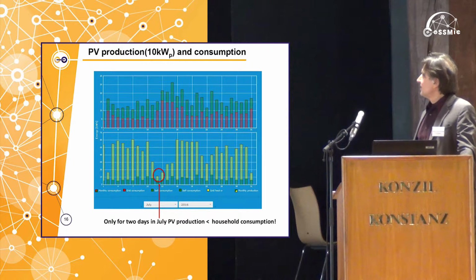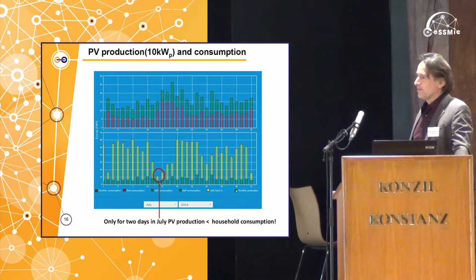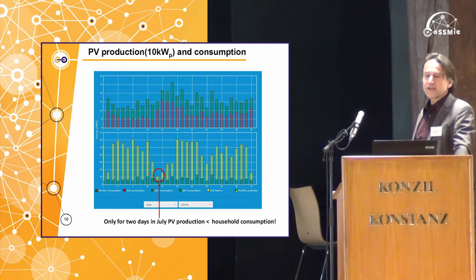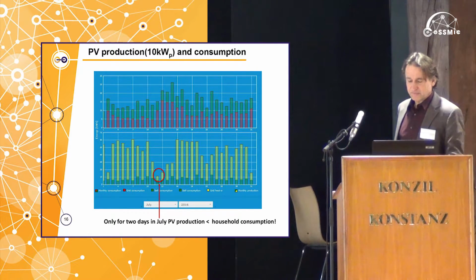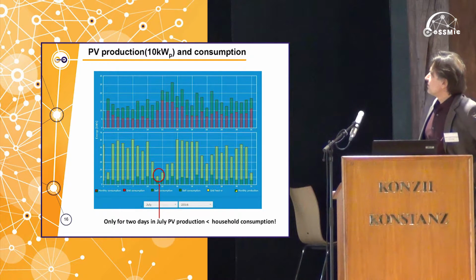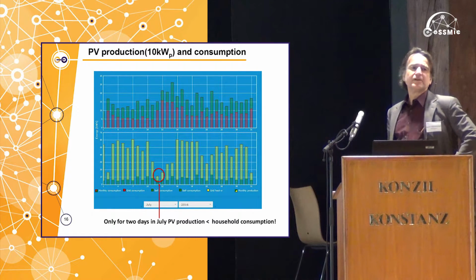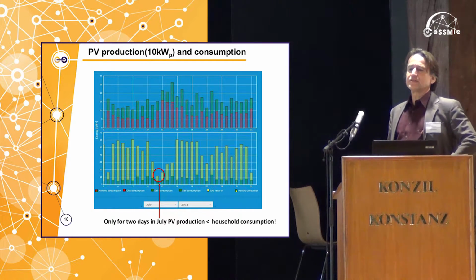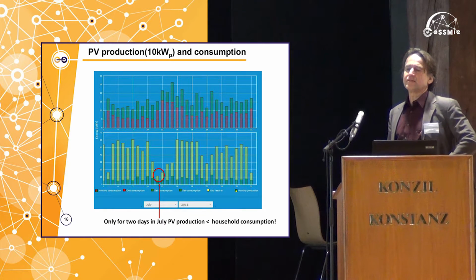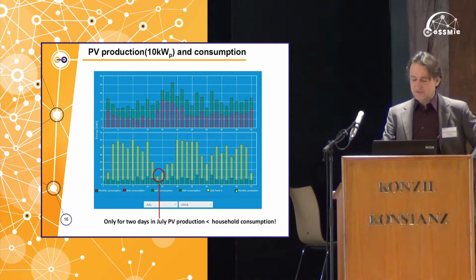But if we do it on an average level, then we see only 2 days in July where the production is smaller than the household consumption. And by the way, you see that's 10, 20 kilowatt hours. That's not a unit which uses a lot of electrical energy. I would say the standard household with 2 people and 2 kids is about half of that energy consumption on average.